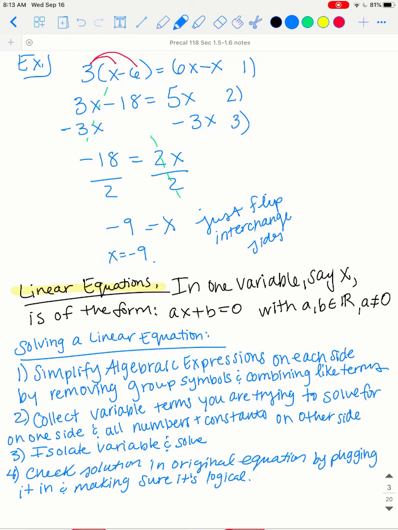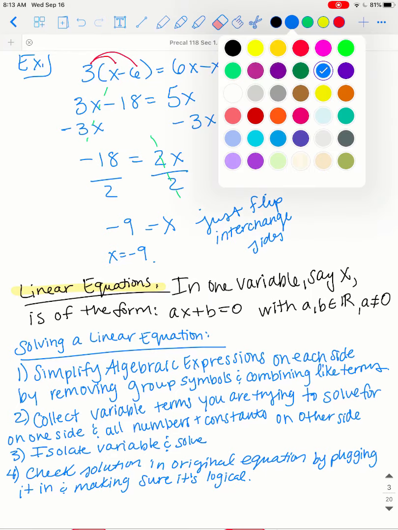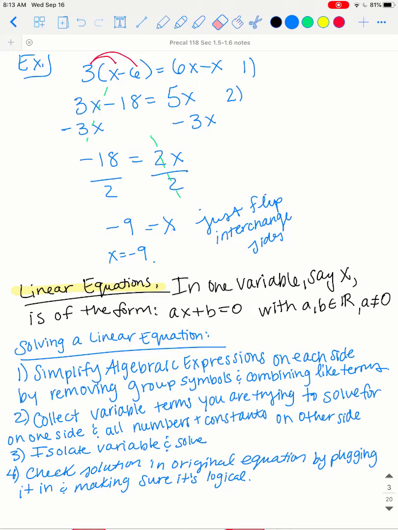This is step 2 as well. Step 3 is isolating the variable and solving. So that's like this step. And then we want to make sure to check our solution in the original equation by plugging in and making sure that it's logical.